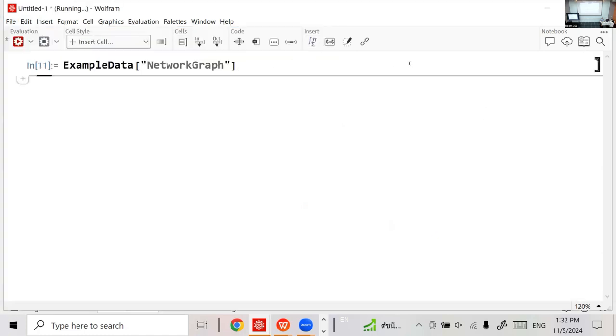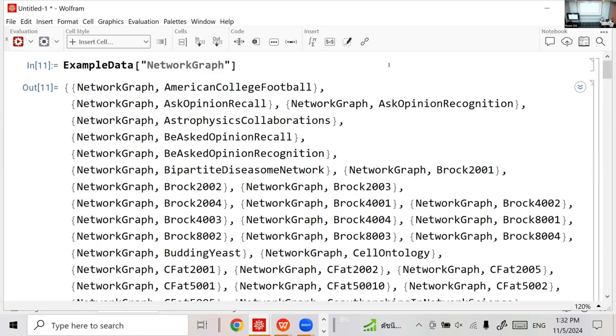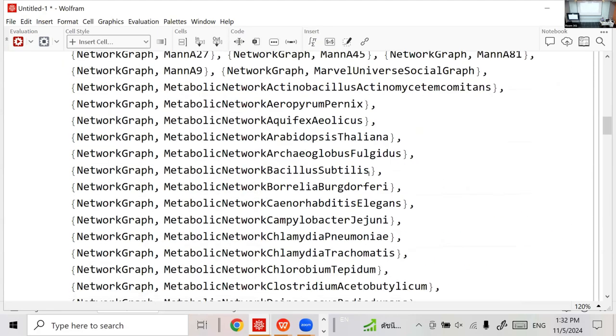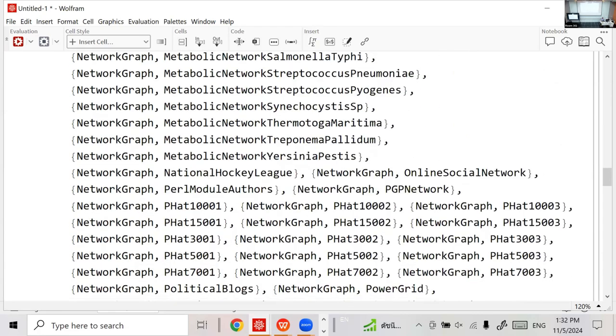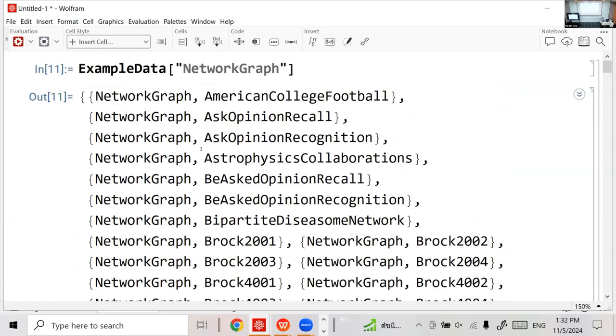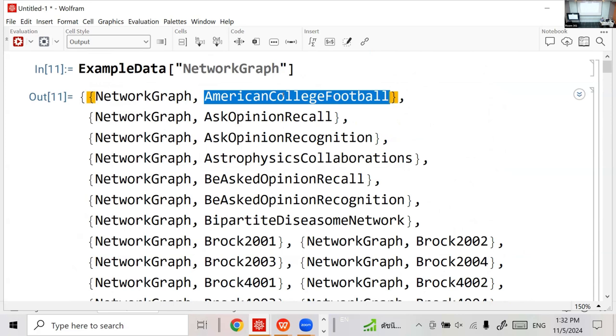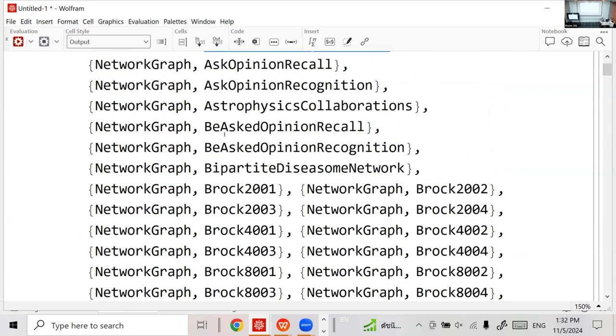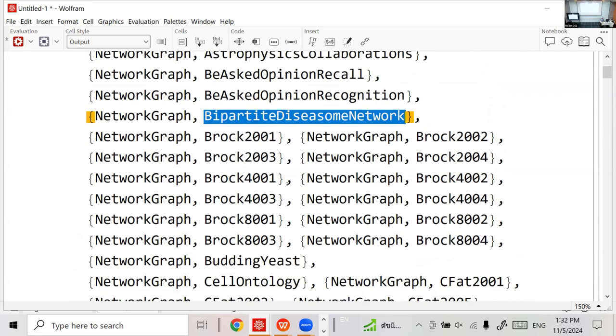The first time you click Shift Enter, it's going to take a little bit because it has to go to the internet. So there it is. These are all the network data. You will notice, can you see the screen? There are 228 of them. This one is American college football. I would imagine this is similar to the British Premier League data that I was working with in 2004, but this is probably more recent. These are sport and so on.